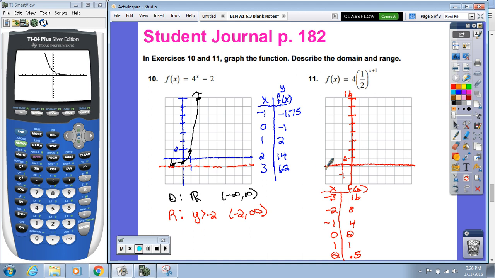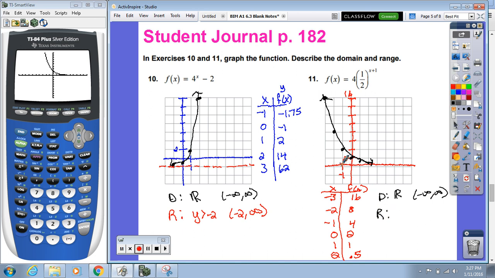So if I graph these points, -3, 16 is right there. -2, 8, 2, 4, 6, 8 is right there. -1, 4, 0, 2, 1, 1, and 2, 1/2. So you see our curve right there. Now our domain, once again, goes forever to the left and the right. So our domain is going to be all real numbers or from -infinity to +infinity.